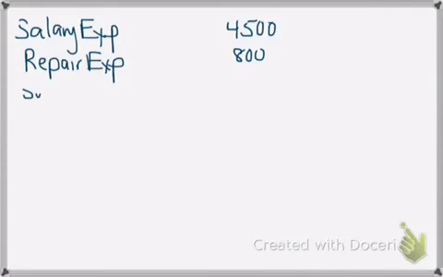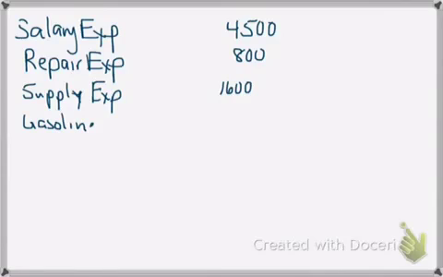Supply expense is going to be at $1,600. And then I have gasoline expense for $3,800. So now that I have all of my accounts written down, I can now go in and look at the information to see where I'm going to start my journal entry.